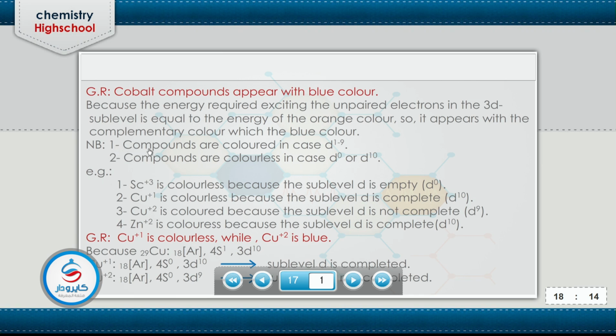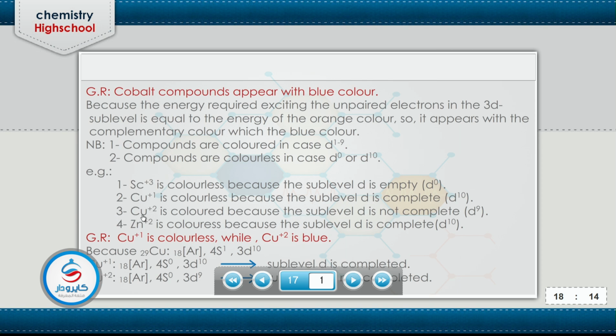Note number 1: compounds are colored in case d has electrons from 1 to 9 electrons. Compounds are colorless in case d has no electrons or d is complete with 10 electrons. Example 1: scandium 3 is colorless because the sublevel d is empty, d has no electrons. Number 2: copper 1 is colorless because the sublevel d is completed, d has 10 electrons.